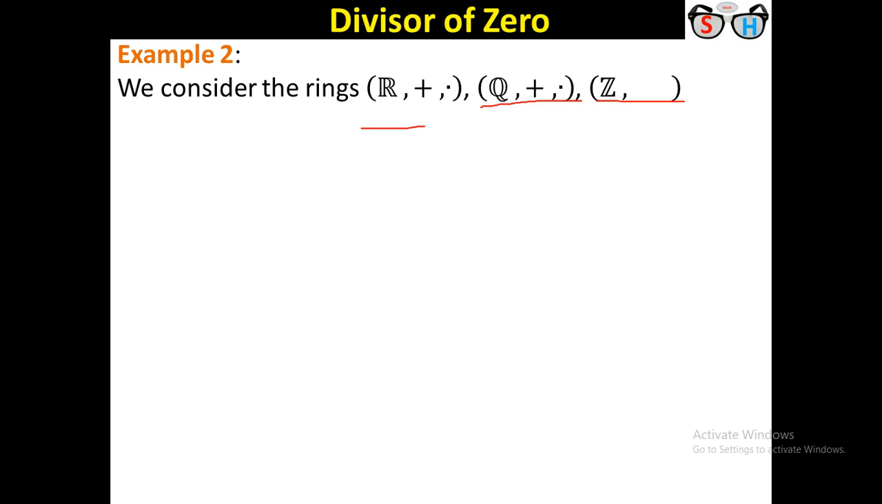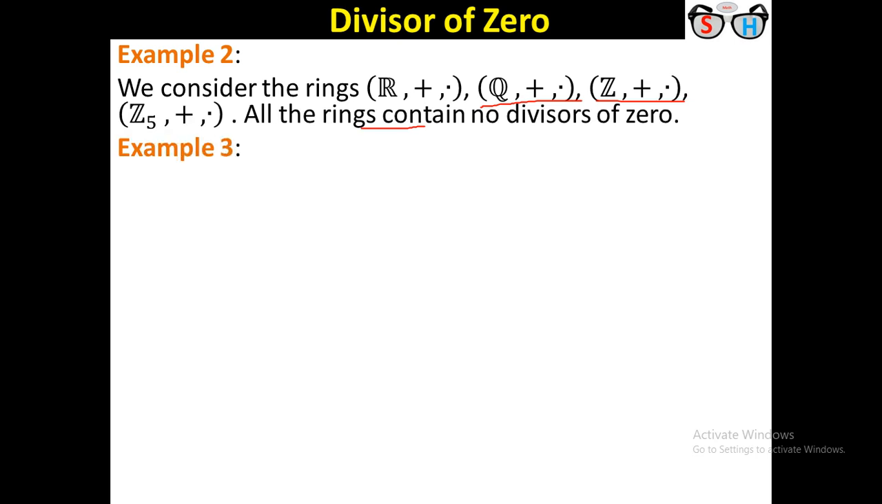In real numbers, if you product two non-zero real numbers, the result will be non-zero. Or if you consider two non-zero rational numbers or two non-zero integers, their multiplication will be non-zero. So this set contains no divisor of 0.